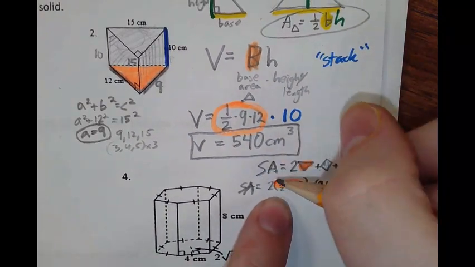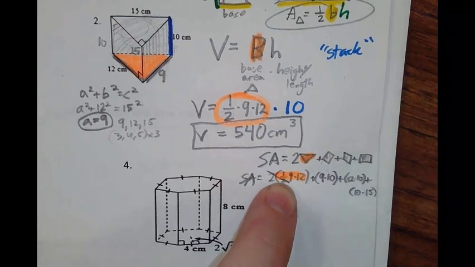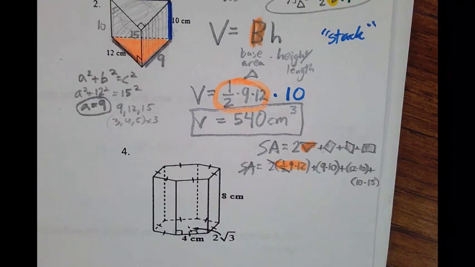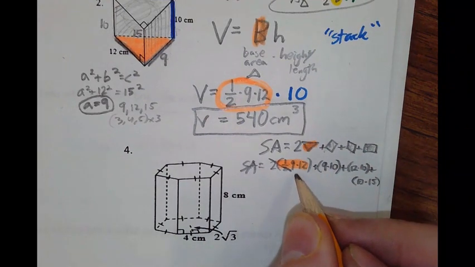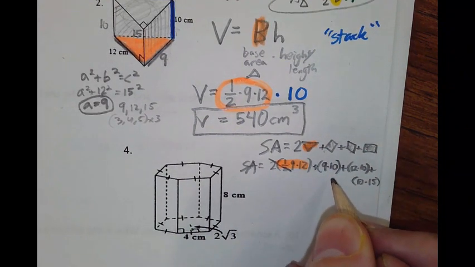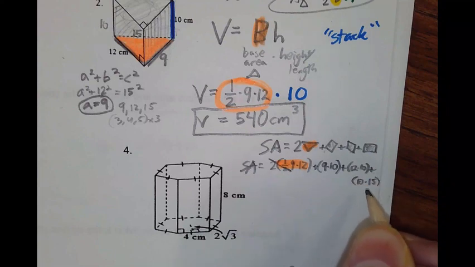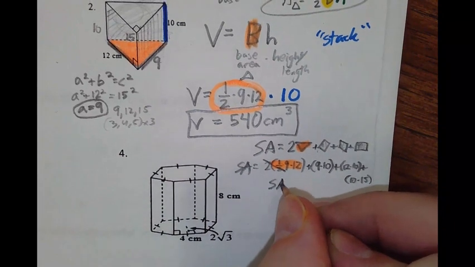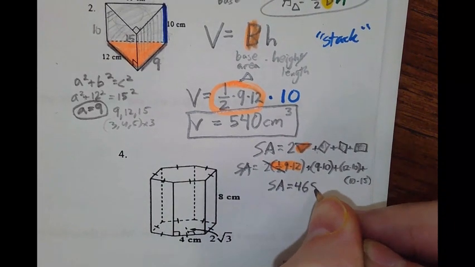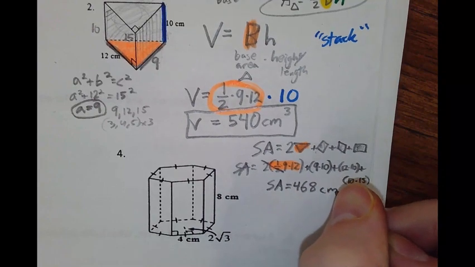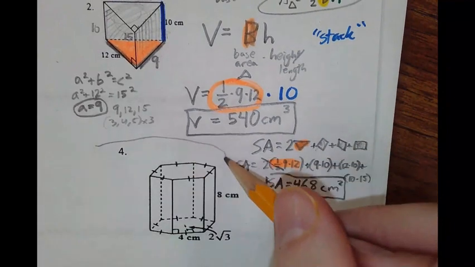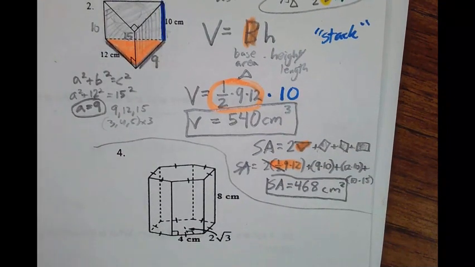So let's multiply all this together. We'll just say 2 times a half is a whole, and then I'll multiply everything here. 9 plus, oh, let me try that again. 9 times 12 plus 9 times 10 plus 12 times 10 plus 10 times 15. It's 468. So we get our final answer of 468 centimeters squared. That's for the triangular based prism.